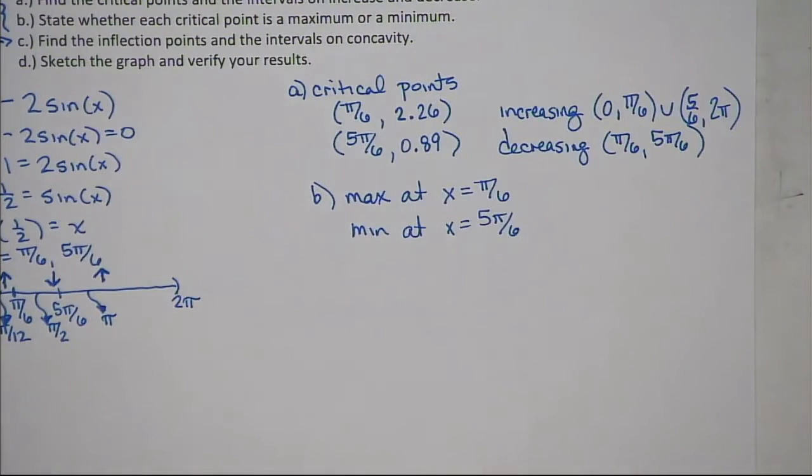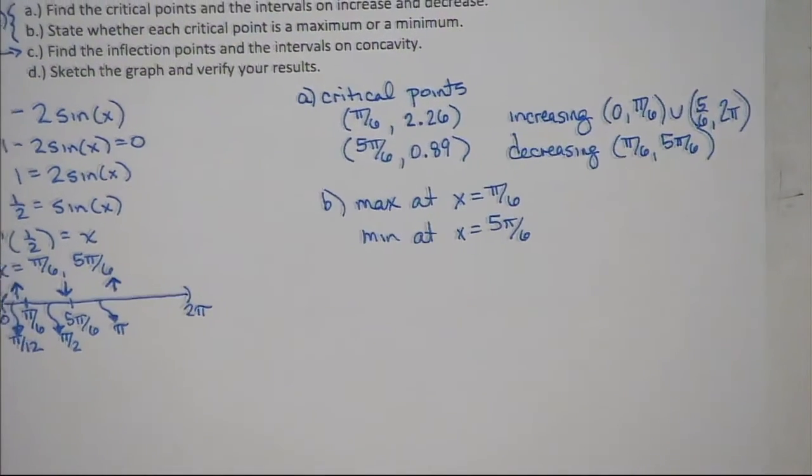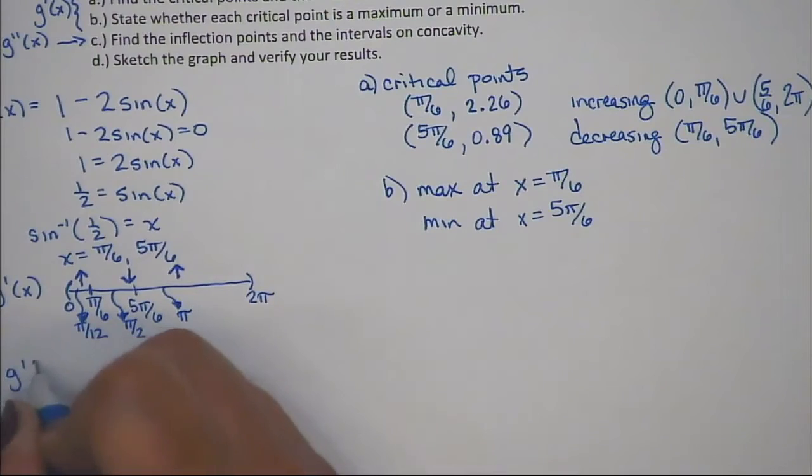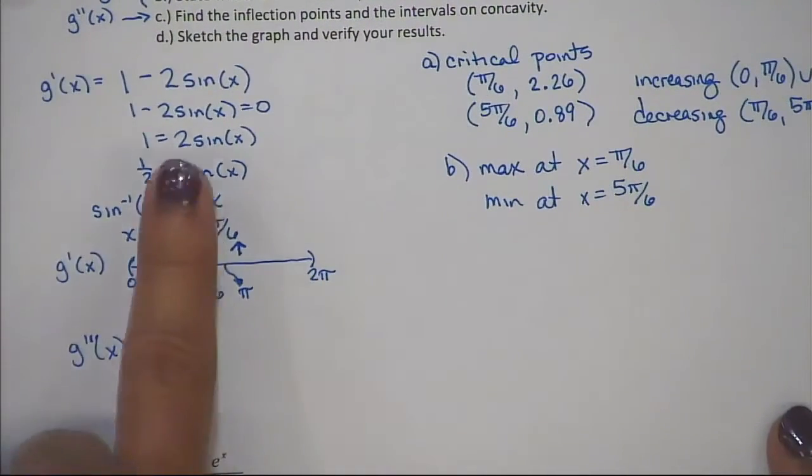Now, part C, same exact thing, except we got to do a second derivative. Okay, we're going to do the same thing as for part B. All right, so we need g double prime of x. So remember, here's your first derivative.